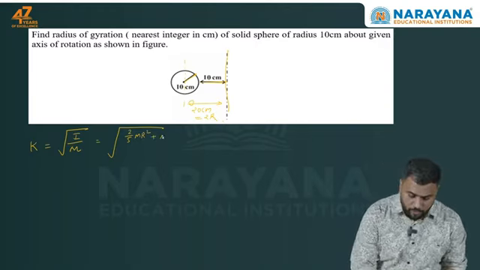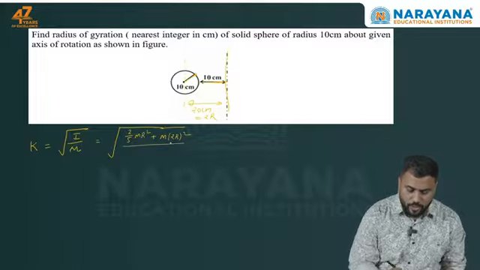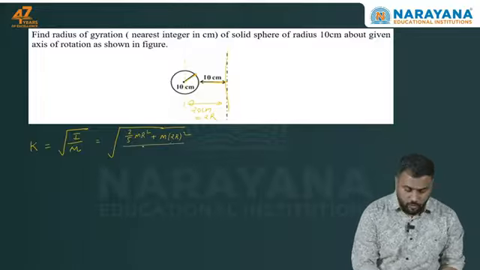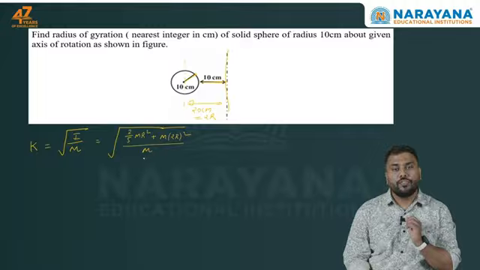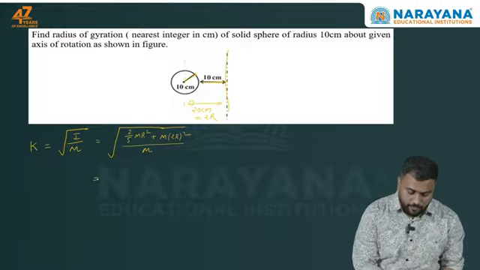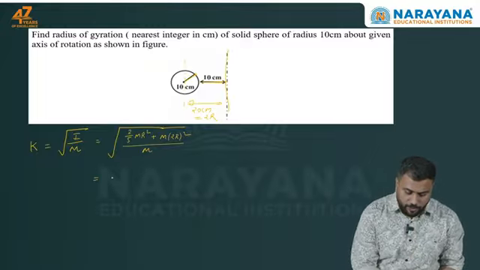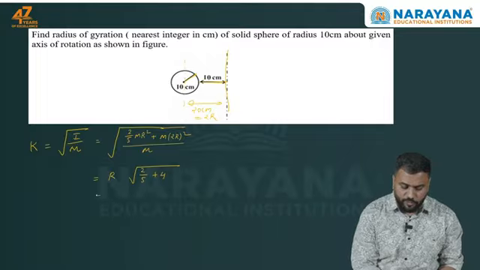So by the parallel axis theorem, I will add m into distance square, that is m into (2r) square, along with this. So this whole expression divided by m, root of that, will give me my radius of gyration. If I solve this expression, I can take r outside, m is getting cancelled. So I am getting 2 by 5 plus the second expression, which is 4. So this is root over 22 by 5.